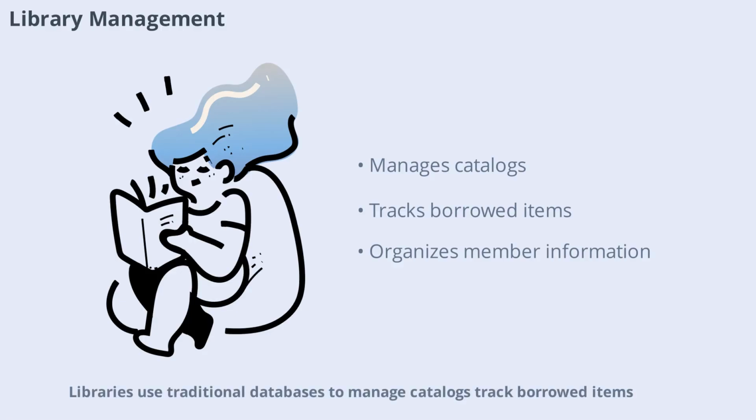Libraries use traditional databases to manage catalogs, track borrowed items, and organize member information. The structured format supports efficient organization and retrieval of books and resources. Security and backup features protect member data, while indexes and queries enable quick searches. Traditional databases help libraries serve their communities and manage resources effectively.